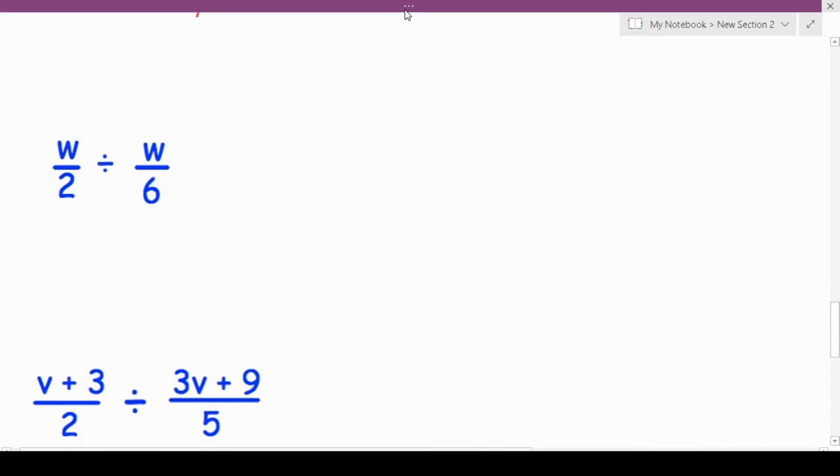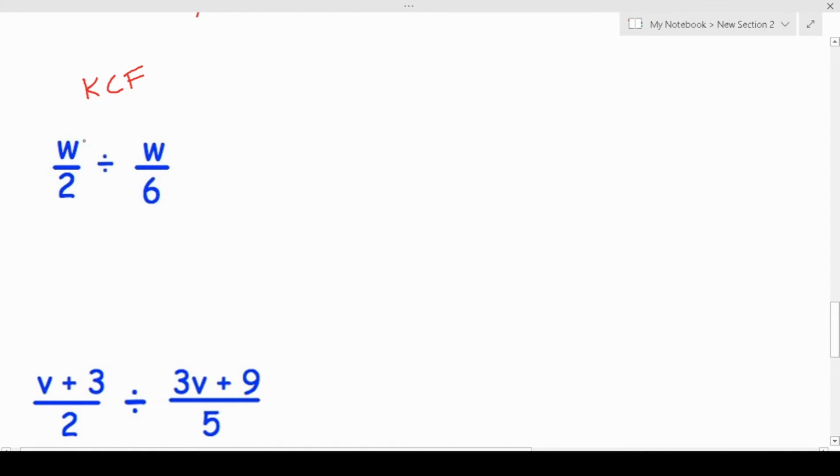All right, let's get some practice doing division involving fractions. Again, in order to do division with fractions, you do keep, change, flip. That is, you keep this first fraction the same. W over 2 is going to be the same. You're going to go from division to multiplication, so that's your change. And then flip this second fraction, so it becomes 6 over w.